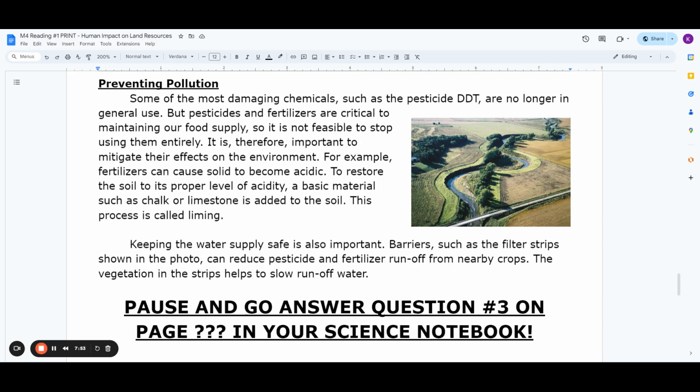Keeping the water supply safe is also important. Barriers, such as the filter strips shown in the photo, can reduce pesticide and fertilizer runoff from nearby crops. The vegetation in the strips helps to slow runoff water. Pause and go answer question number 3 in your science notebook.